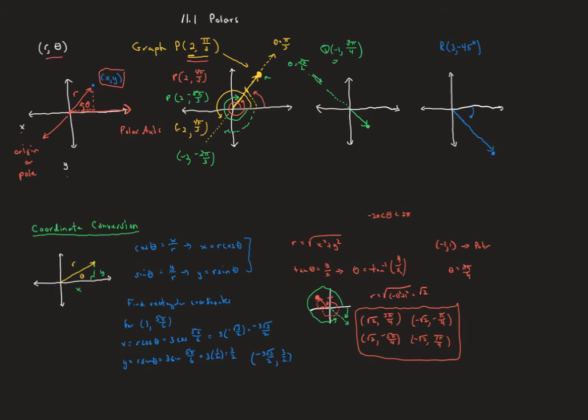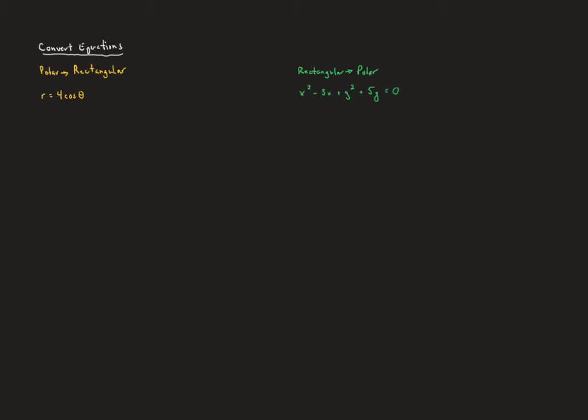Okay, I'm going to get a new screen here. And we can also do equation conversions. So we're going to still refer back to these conversions that x is going to be r cosine theta and y is going to be r sine theta. And we're also going to get that r is the square root of x squared plus y squared, and that theta is going to be the inverse tangent of y over x. The more you do these, the more you just remember them.